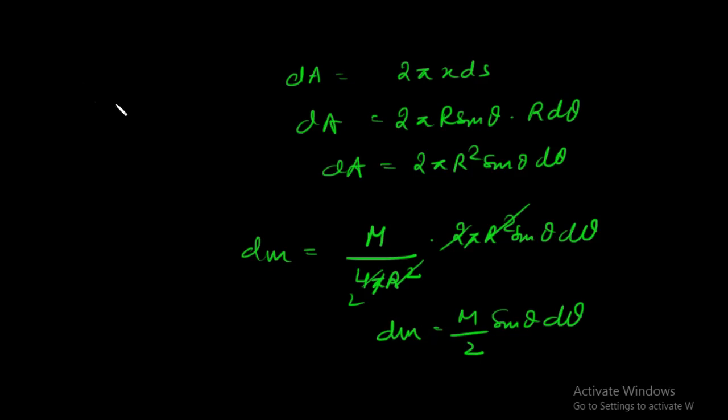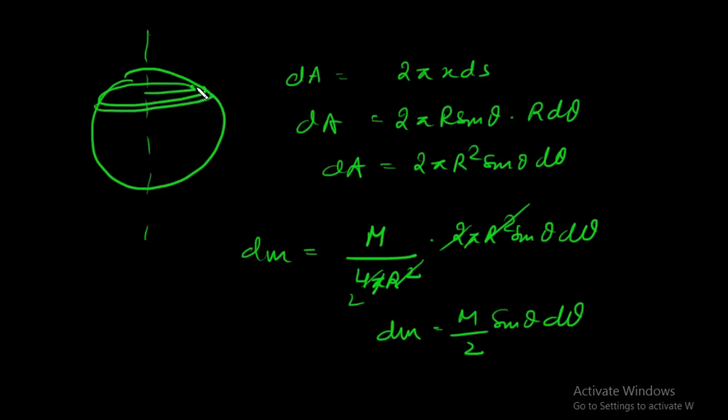So we had the earlier figure like this. This was the axis, this was the differential ring, this was the distance x. Now what is the moment of inertia of this differential ring about this axis? You see, since the distance is x, dI would be equal to dm times x square. So what is dm? dm was m by 2 sine theta d theta, times x.